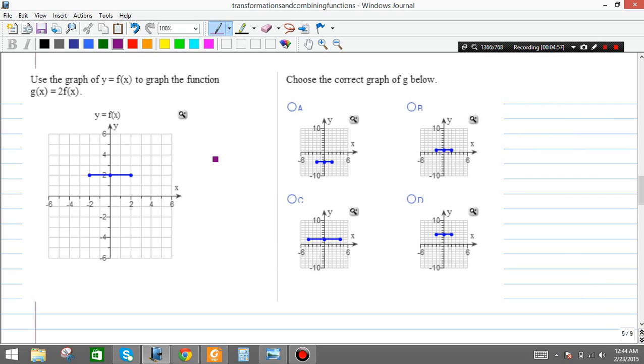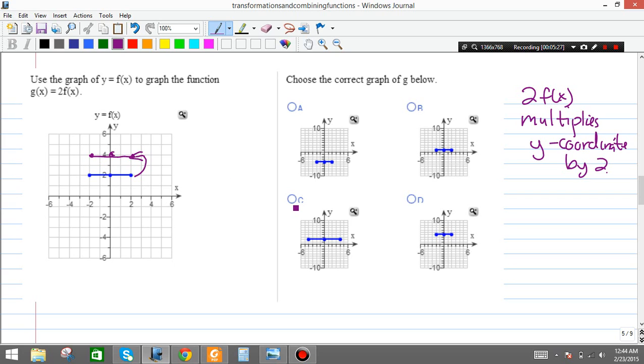2 times f of x. This is currently at 2. To multiply everything by 2 would mean that this is now going to move to 4. There's only one of them that does that, and it's this one.